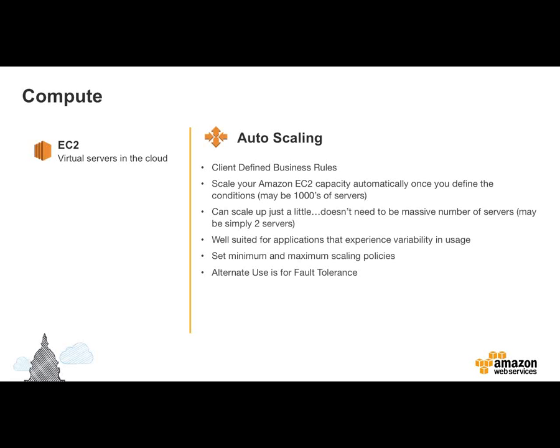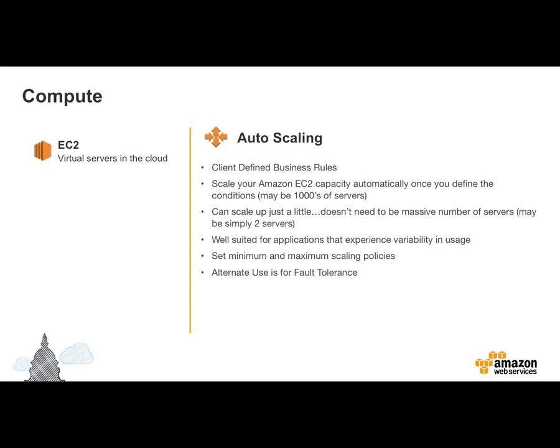So you can define a minimum and a maximum number of servers, and you can scale up and down between that minimum and maximum depending on rules that you set. So for example, you can say, I would like to scale up when my 2 servers that I have by default are at 85% CPU for over 10 minutes. Then you can launch 4 more servers.